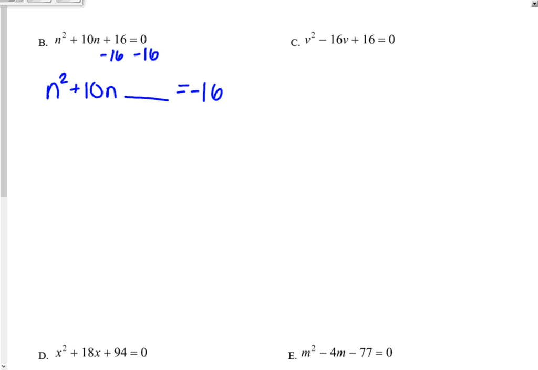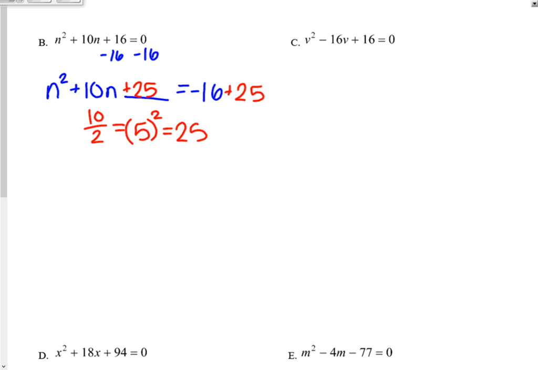So in that space, remember we always have to take half of the middle number. So I'm going to do 10 divided by 2, which gets me 5. And then we always have to square that, which is 25. We add that value to both sides of our equation.